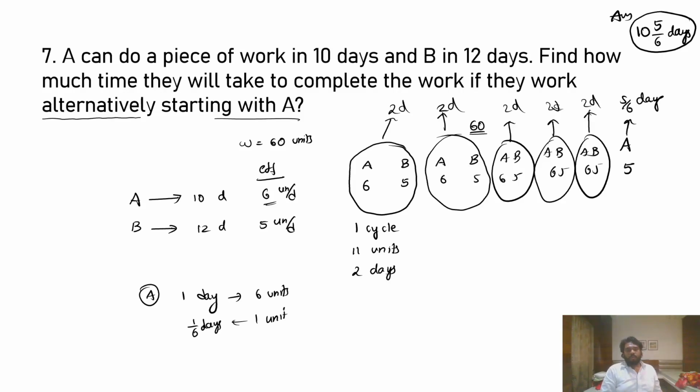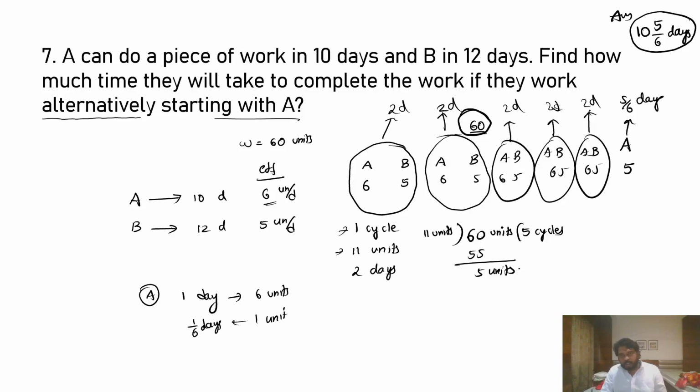But if you want to use another way, guys, I'll give you another division method here. Total work to be completed is 60 units. Each cycle, 11 units of work is done. So divide 60 by 11 units. 11 fives are 55. So this 5 is nothing but cycles. So 55 units done out of 60, then 5 units is remaining.